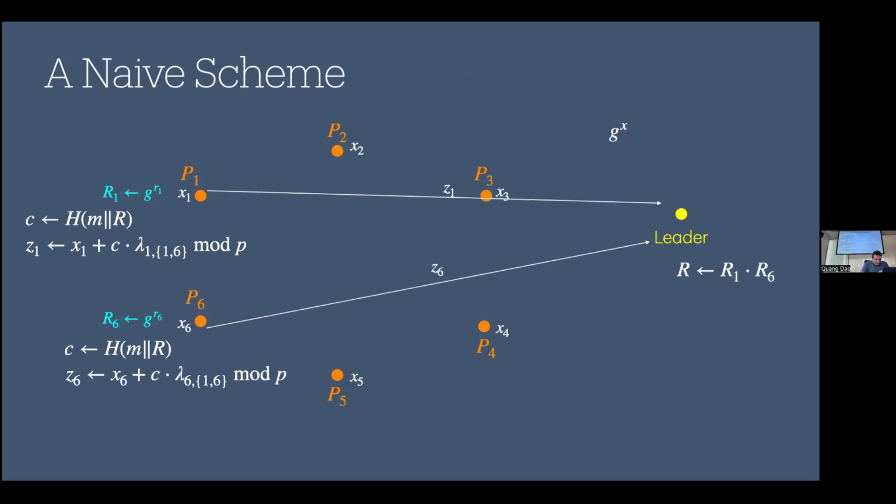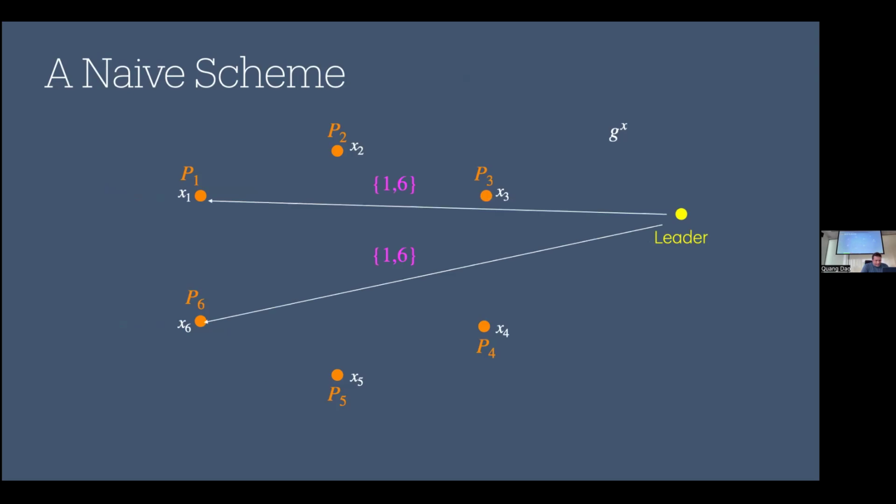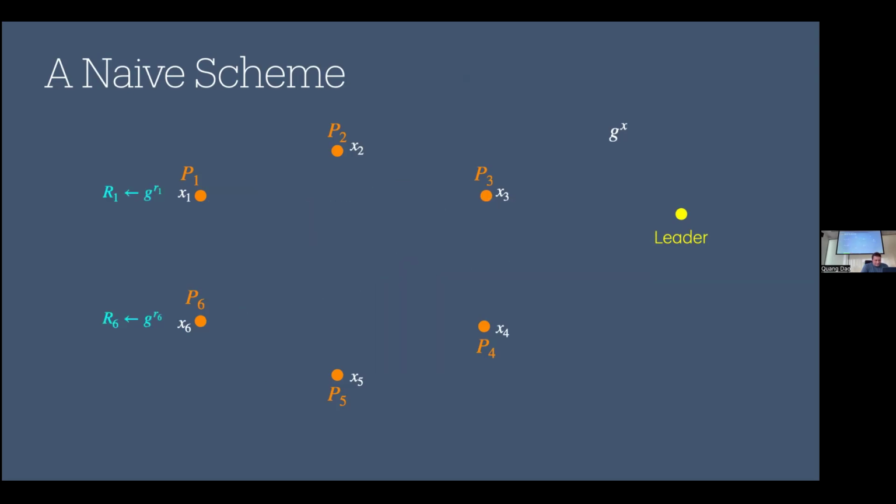Sorry, I think I had it. It's supposed to be M and R. Yeah, sorry, I just made these slides. Here, I'll show you. After this R is created, M and R are then sent to player 1 and player 6.